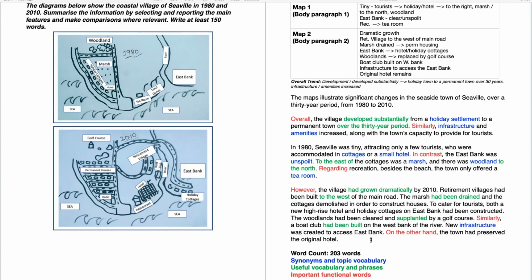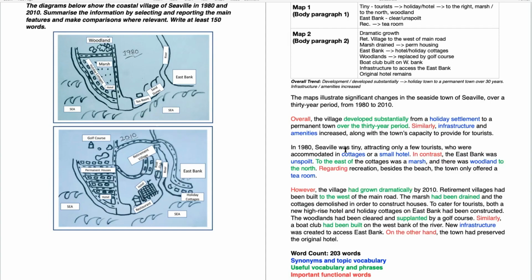I have our word count at 203 words, which is perfect. We've definitely fulfilled that minimum and not gone too far overboard. Now in blue, you will see synonyms and topic vocabulary. So this is basically anything that I found from the maps, as well as things like holiday settlement, which we see here, infrastructure, amenities. These are things that were not included on the maps, but should be known based on your previous research and vocabulary and things that you've learned when it comes to neighborhoods or holidays.